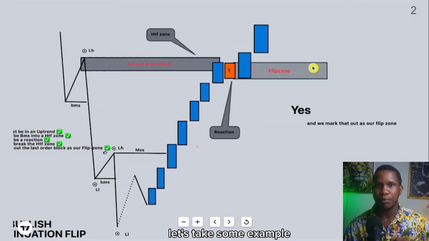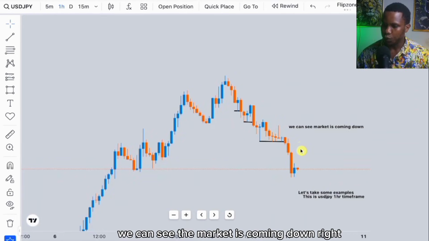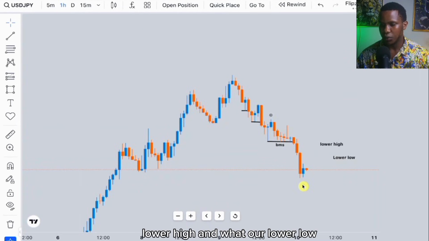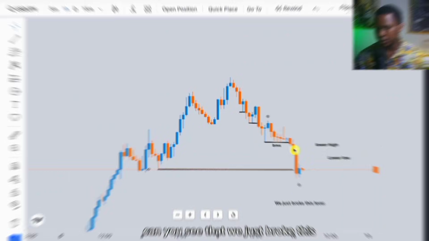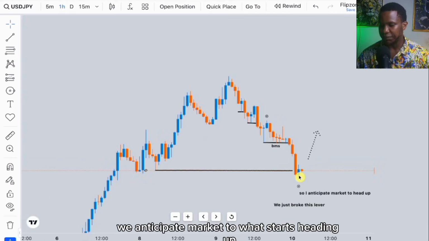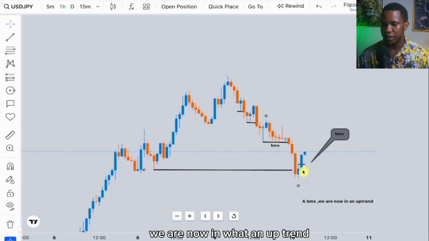Let's take some examples. This is USD JPY, the 1 hour time frame. We can see the market is coming down, right? A break of market structure, lower high and our lower low. Can you see that we just broke this range here? We anticipate market to start heading up. Can you see we have a break of market structure here? We are now in an uptrend.